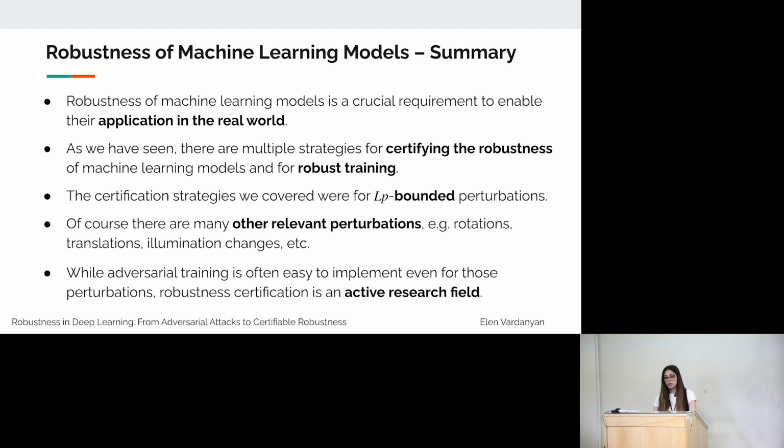Other relevant perturbations would be, for example, rotations, translations and illumination changes, which give higher errors when measured with Lp norms, but in reality would make up really meaningful perturbations. And while adversarial training is often easy to implement, even for these other perturbations, robustness certification is an active research field.